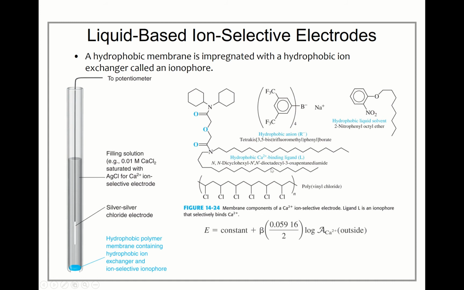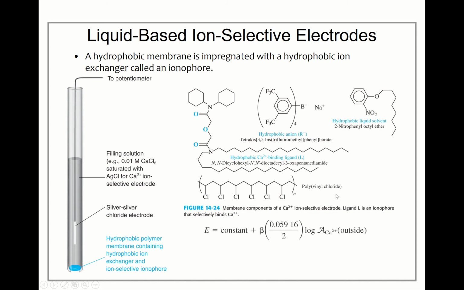Not only this, you need other components like a hydrophobic anion and a hydrophobic liquid solvent. Or sometimes you need a plasticizer to make this membrane soft. But the core is this one, the hydrophobic membrane and the ionophore. And inside, the liquid should contain the calcium ion in this case, because you want to measure the calcium ion concentration, and also you put here an internal reference, usually a silver chloride electrode. It's quite simple.